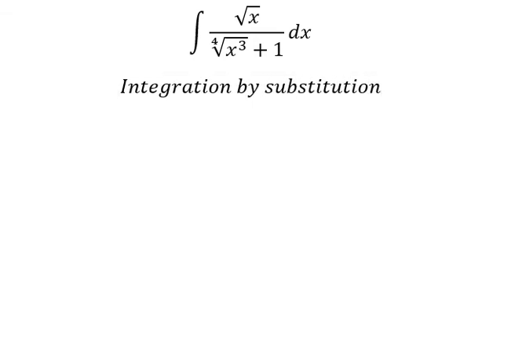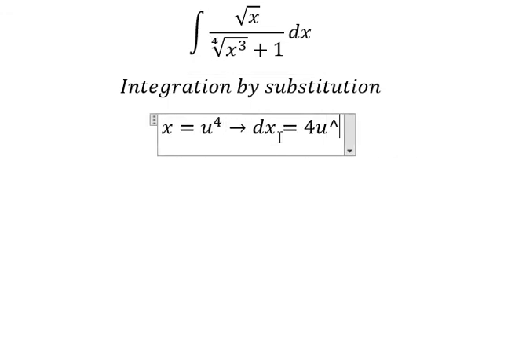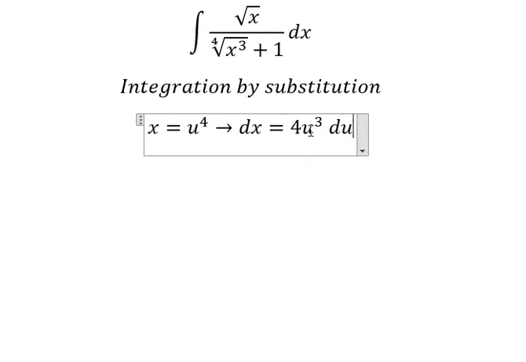So I will put s equal to u to the power of 4. Because if I put this one here and here, we can solve the square root and the fourth root in here. Later, we first take the derivative of both sides, and we have 4u to the power of 3 du.